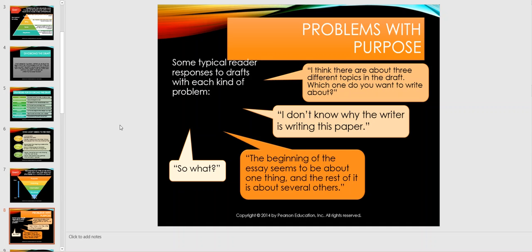Okay, so we have a different one here, three different topics in the draft. Which one do you want to write about? Where are you going? Take, for example, the problem solution essay. If you're looking at the proposal argument, it's one focused problem. You give me three separate topics with three separate solutions. That is not the proposal argument. Which one do you want to focus on?